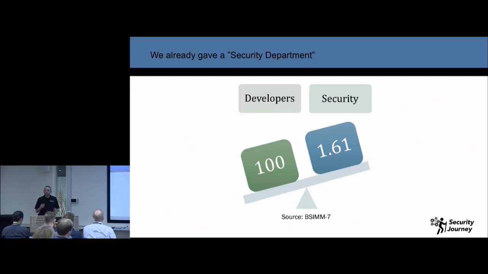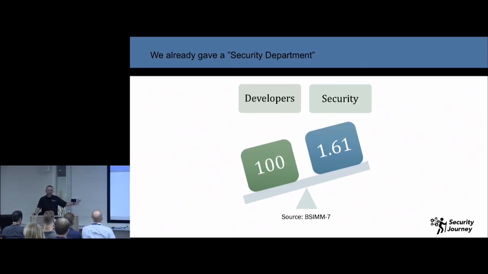You'll also hear people say, "Well, we already have a security department." That's that group that sits down the hall that we all try to avoid because they tell us no all the time. This is actually a pretty big myth. BSIM is a consortium of different organizations that take software security very seriously, and they all get together and have conferences. They do a survey of all these companies, and what they found is that on average, for a company that takes software security seriously, they have 1.61 security people for every 100 developers inside an organization.